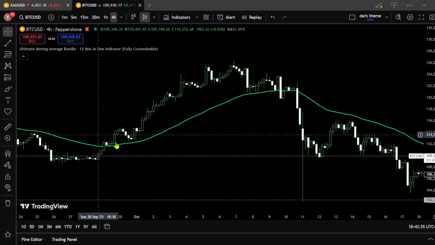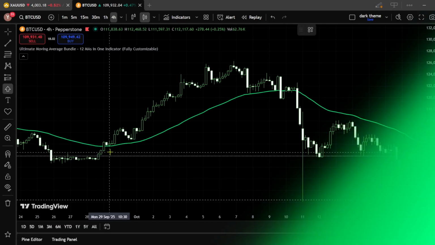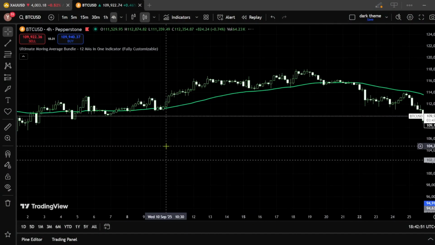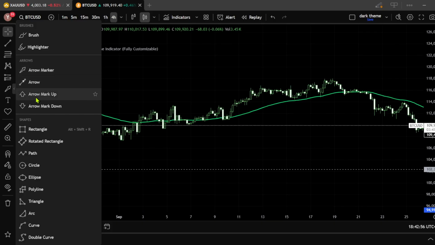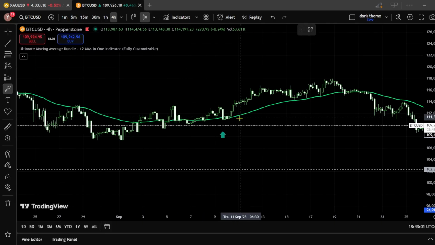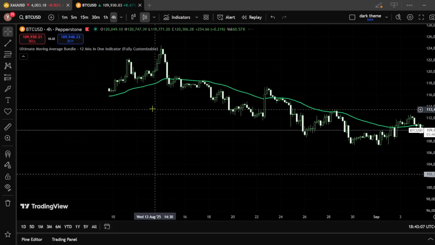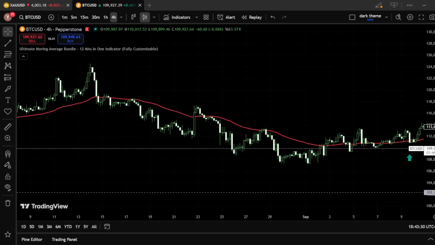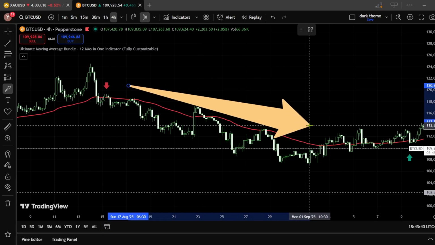So how do we actually use moving averages to trade? Number 1, trend direction. If price is above your moving average, you look for buys. If price is below, you look for sells. Trade with the flow, not against it.